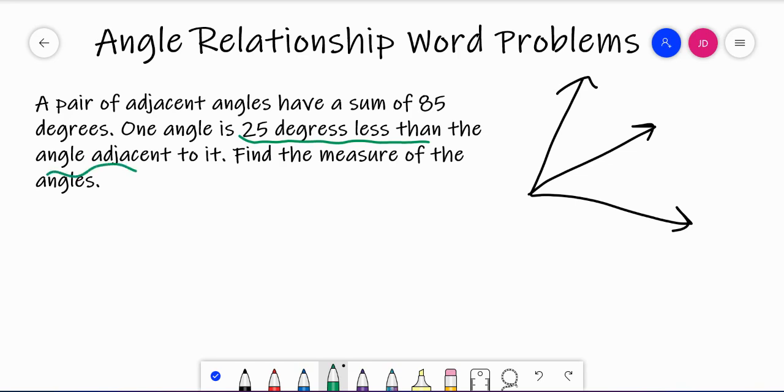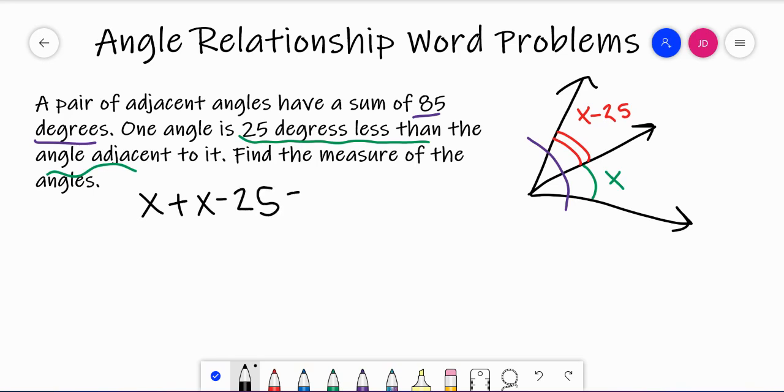So that means if this is an angle right here, this one is going to be 25 less, so it's going to be x minus 25. And when you sum those together, this whole angle right here should be 85 degrees. So let's create an equation. When you sum them together, x plus x minus 25 is going to equal 85.